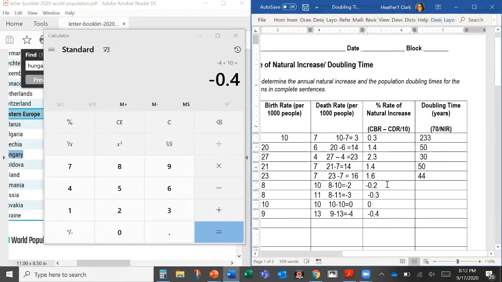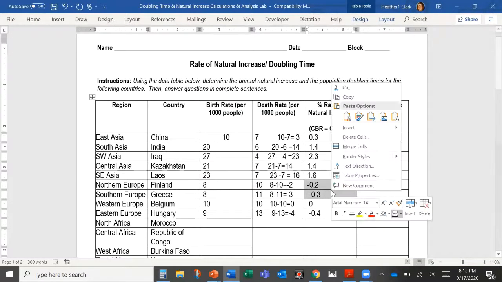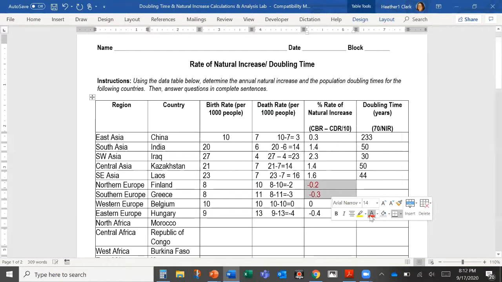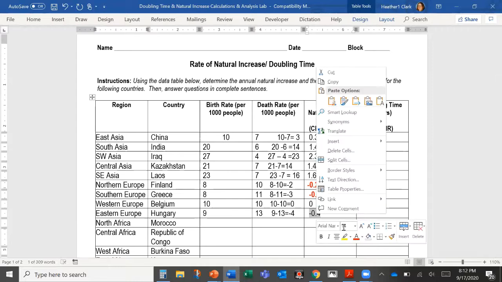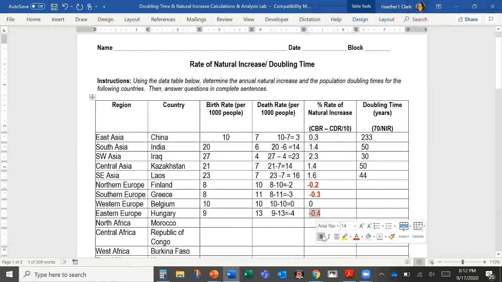So what this means is anytime you have a negative natural increase rate, so these 3, right? I'm going to go ahead and change the color for those so that you can see the difference. We're going to make it red because it's special, and we're going to bold it. And then we're going to make this one a different color for the same reason. We're going to make it red and bold it. So these are in the negative.